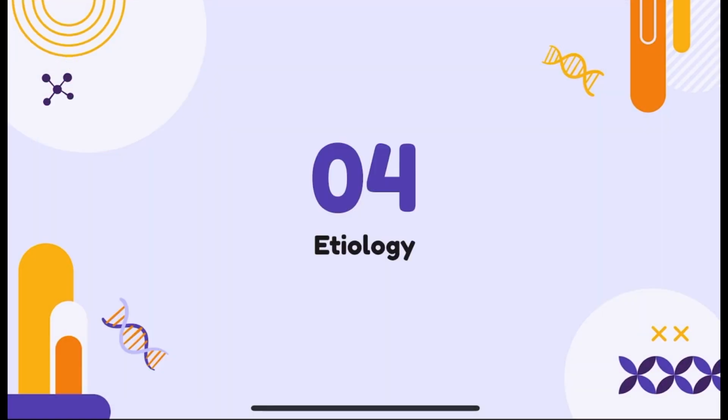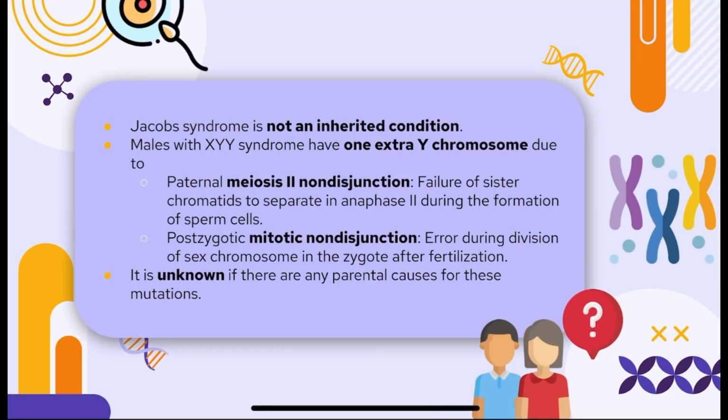And next, we continue with the etiology. Jacob syndrome is not an inherited condition. Males with XYY syndrome have one extra Y chromosome due to either one of two conditions. The first one would be paternal meiosis II non-disjunction, which occurs due to failure of sister chromatids to separate in anaphase II during the formation of sperm cells. The second one would be postzygotic mitotic non-disjunction, an error that occurs during division of sex chromosomes in the zygote after fertilization. It is unknown if there are any parental causes for this mutation.